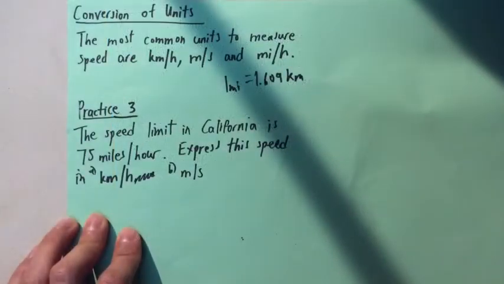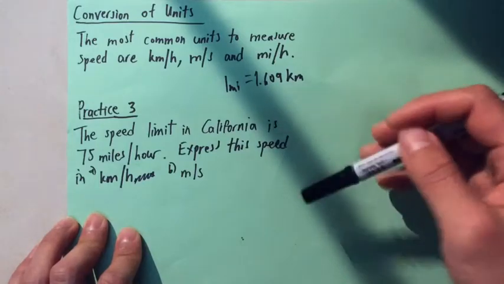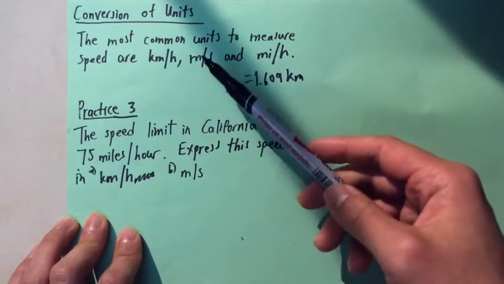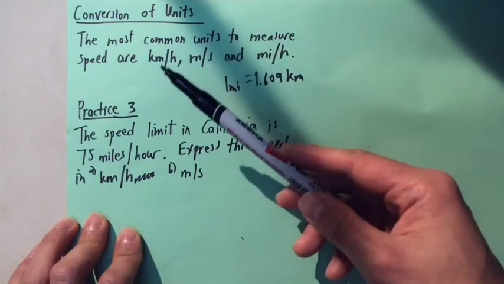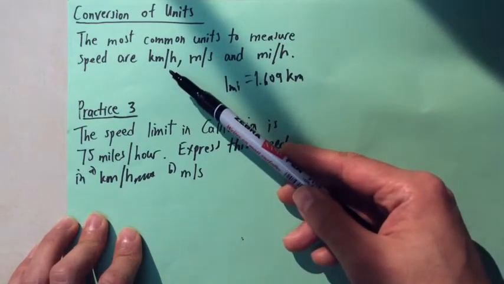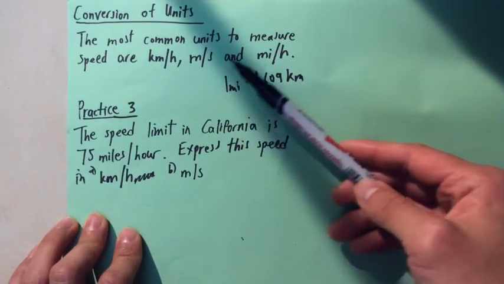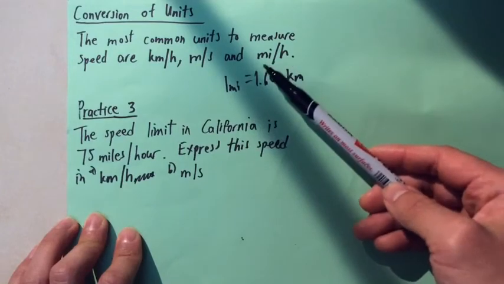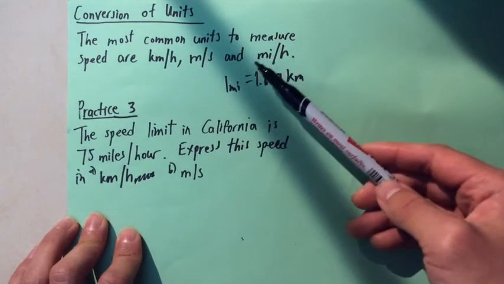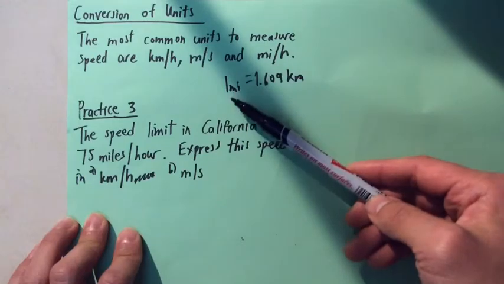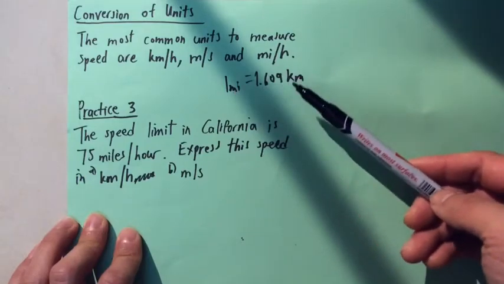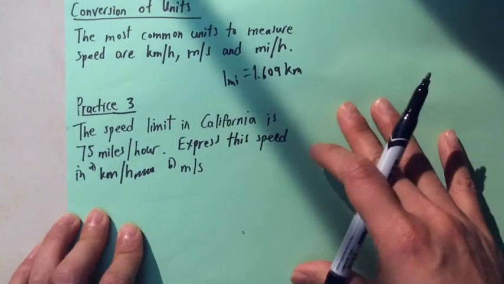Next up we have conversion of units. Now we've already done some practice on this earlier, but it'll help to do more practice again. For speeds, the most common units used to measure speed are kilometers an hour, meters per second, and miles per hour in some countries like the United States. If you're not familiar with how long a mile is, 1 mile is approximately 1.609 kilometers.